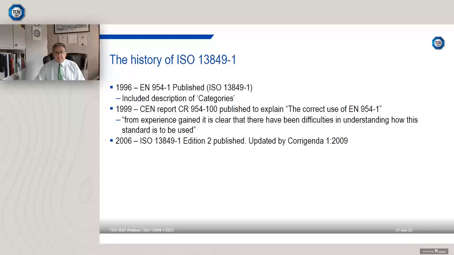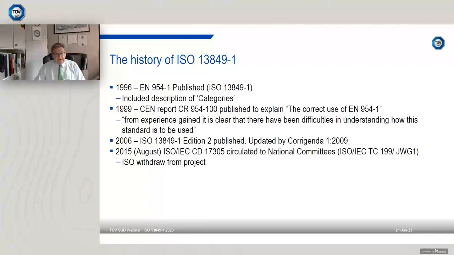But as many of you on the webinar today will understand, 13849 is not the only standard that deals with the topic of safety-related controls on machinery. We also have IEC 62061. And a project was put in place to combine the contents of both of those standards, so we just had one standard. In 2015, a committee draft of this new standard, ISO/IEC 17305, was circulated to the national committees.